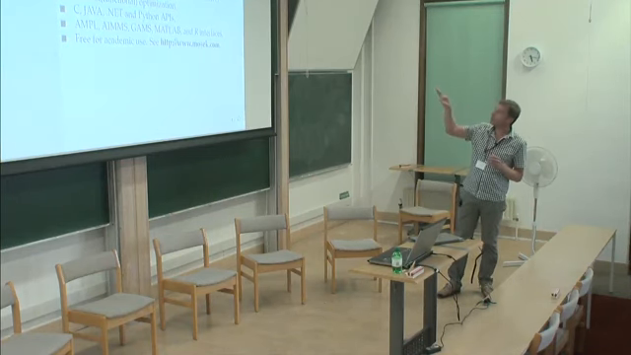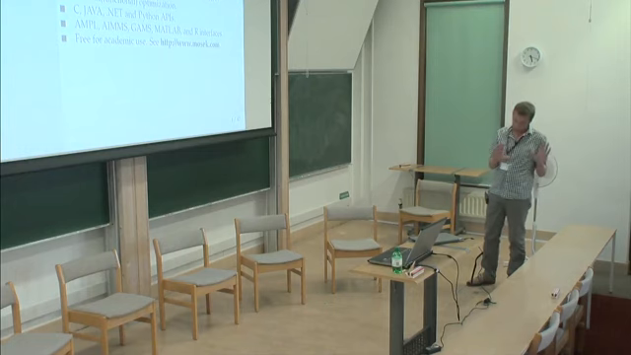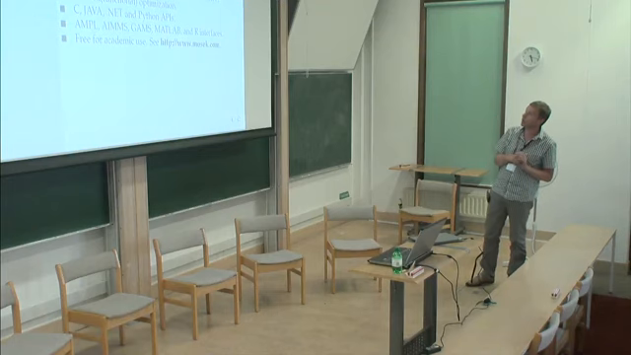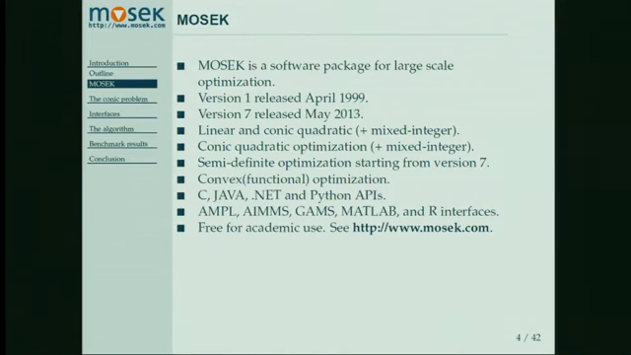And we do these things even in the mixed integer case, and there are some preliminary results at Mittelmann's website that for the few problems that he tested, we are doing quite well on mixed integer conic quadratic problems. In the latest version 7, we added semi-definite optimization, and that's what I'm going to talk about today.